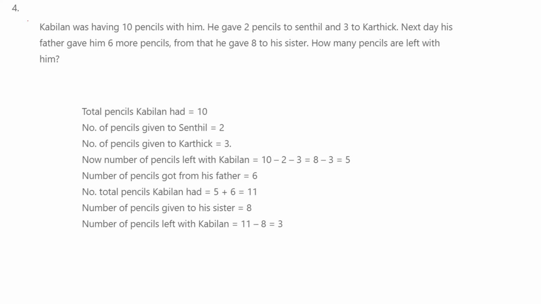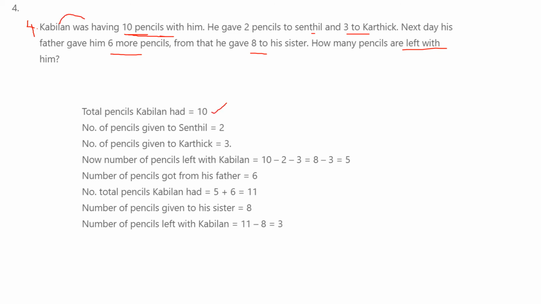Fourth one, Kabilan was having 10 pencils with him. He gave 2 pencils to Sendil and 3 to Karthik. Next day his father gave him 6 more pencils. From that he gave 8 to his sister. How many pencils are left with him? So we have to write the statement one by one. First step, total pencils Kabilan had. That is the first step, that is 10.